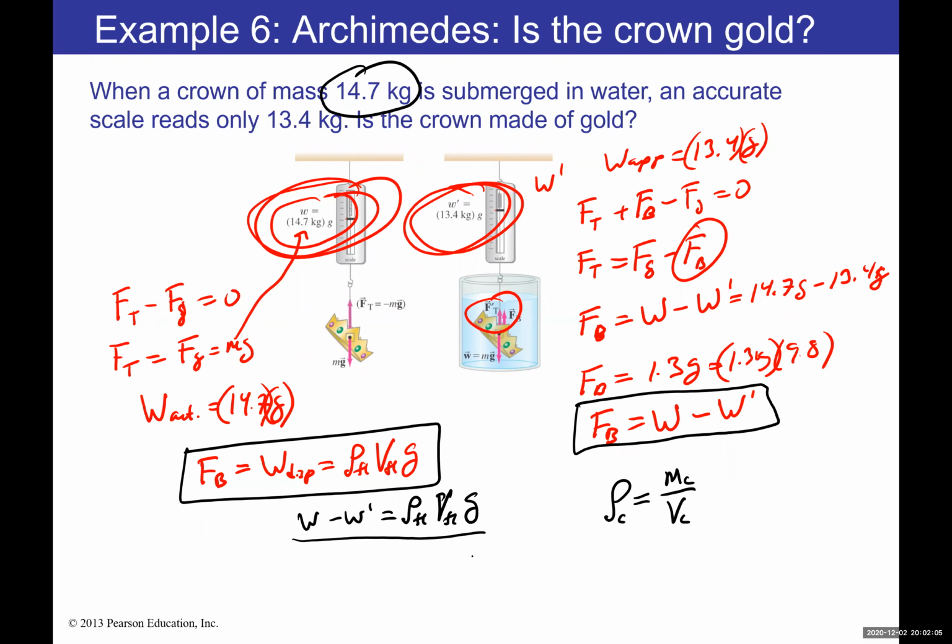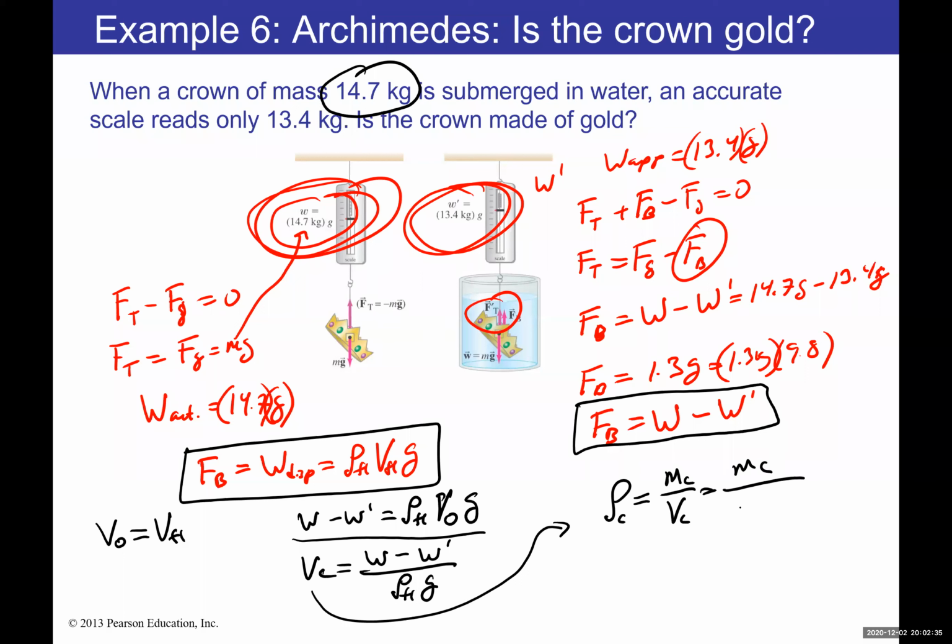From this equation, I have the volume of the fluid, but what Archimedes discovered is that it's exactly the same as the volume of the object. So I can replace that with the volume of the object and rewrite it: the volume of the object equals the difference between actual and apparent weight divided by the density of the fluid times g. The object is the crown, so the volume of the crown equals W minus W prime over rho of the fluid times g.